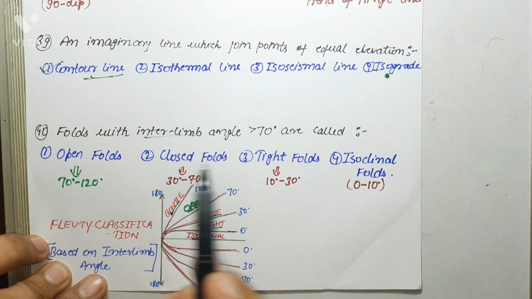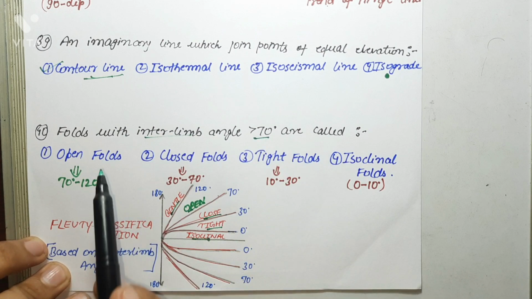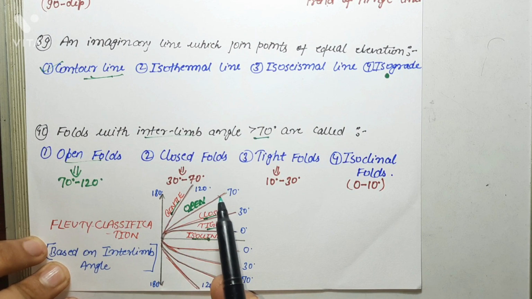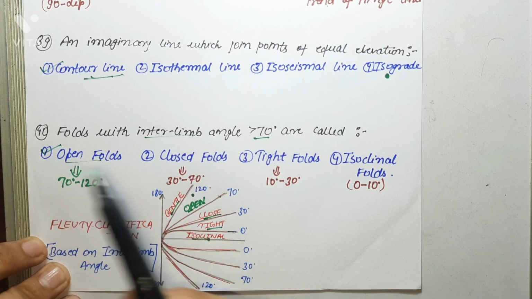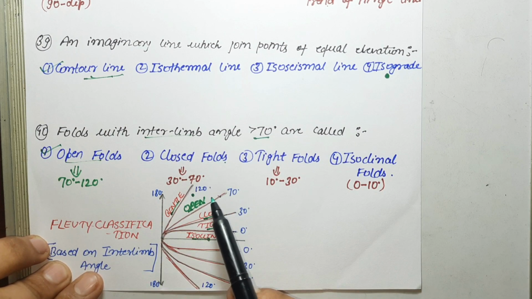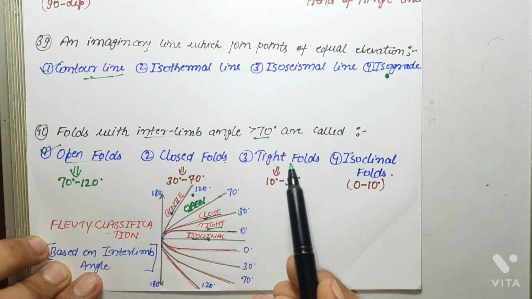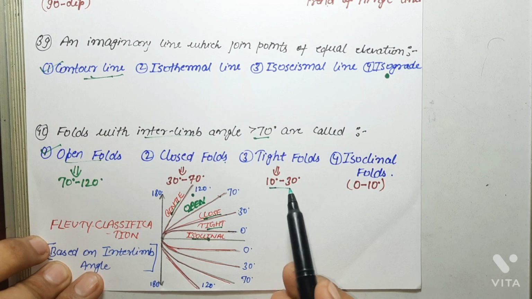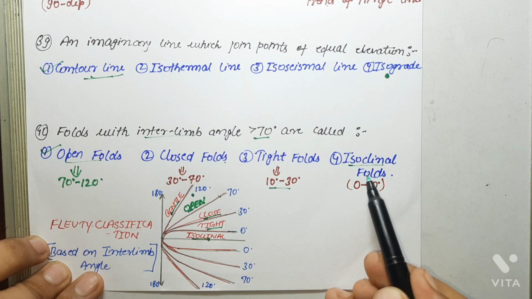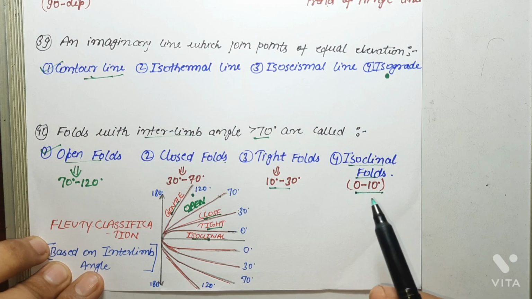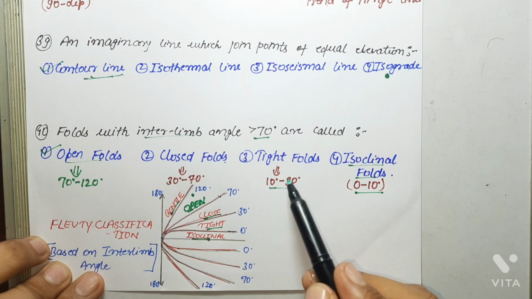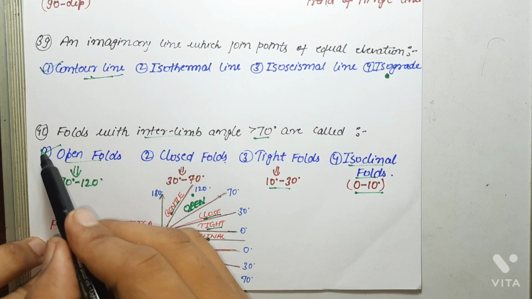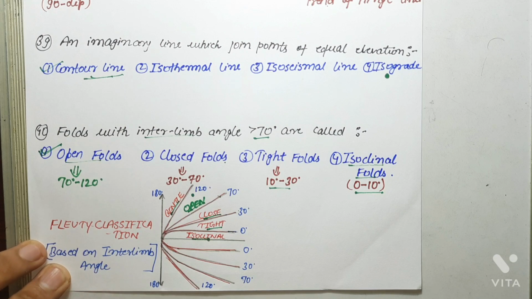Now this question is asking interlimb angle greater than 70 degrees. In case of open fold, interlimb angle is between 70 and 120 degrees, that is, greater than 70 degrees. So the correct answer is open fold. In case of closed fold, interlimb angle is between 30 and 70 degrees. In case of tight fold, it may be 10 to 30 degrees. Sometimes it may also be 0 to 30 degrees, because for isoclinal fold, interlimb angle may vary between 0 and 10 degrees. That's why tight fold may be between 10 and 30 degrees. So here the correct answer is open fold, in which interlimb angle is greater than 70 degrees, or you can say between 70 and 120 degrees.